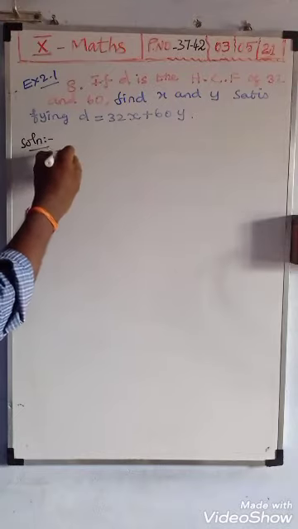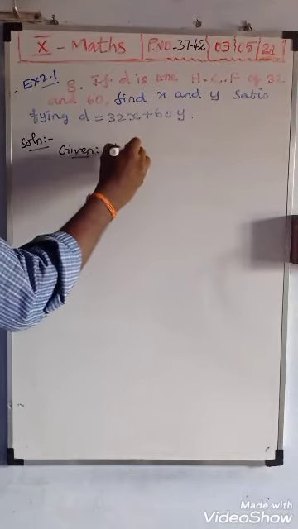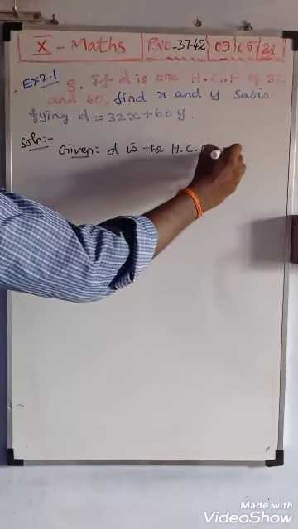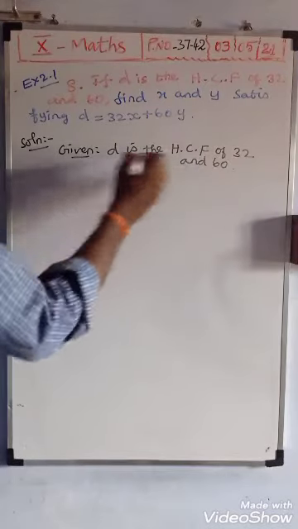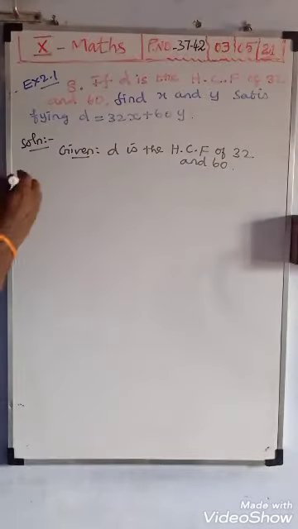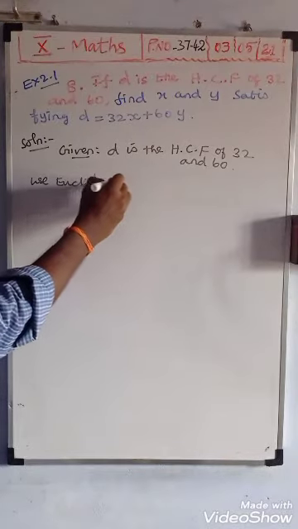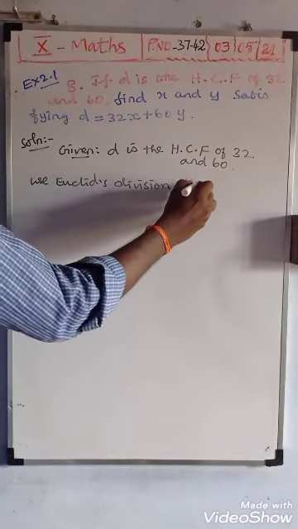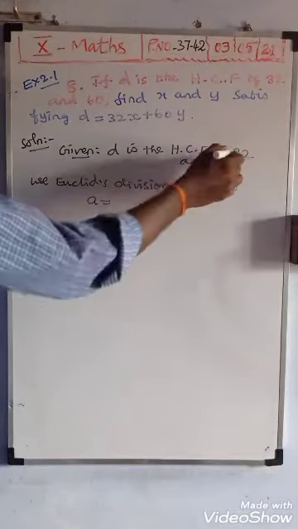So first you write, given D is the HCF of 32 and 60. The value of D is equal to HCF of 32 and 60. So use Euclid's division algorithm. Want to find HCF of 32 and 60.